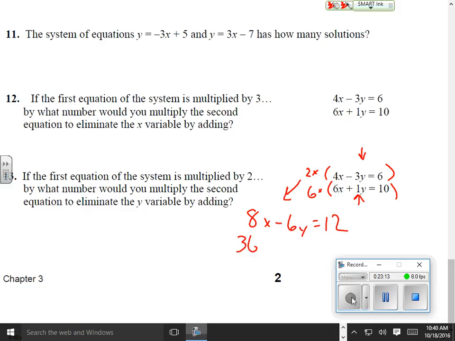That would become 36x plus 6y, just like I planned, equals 60. So when I add them together, I get a 0y. So your answer was you multiply by 6.